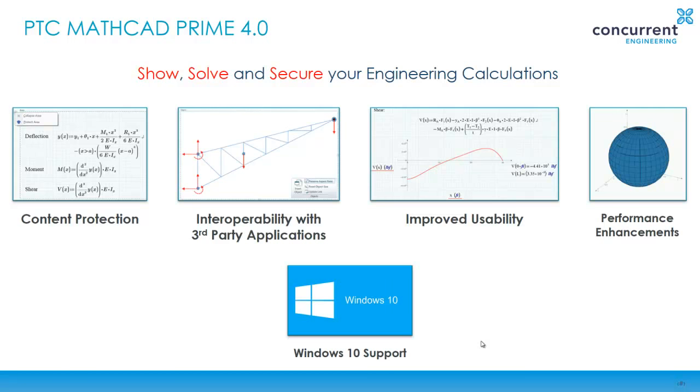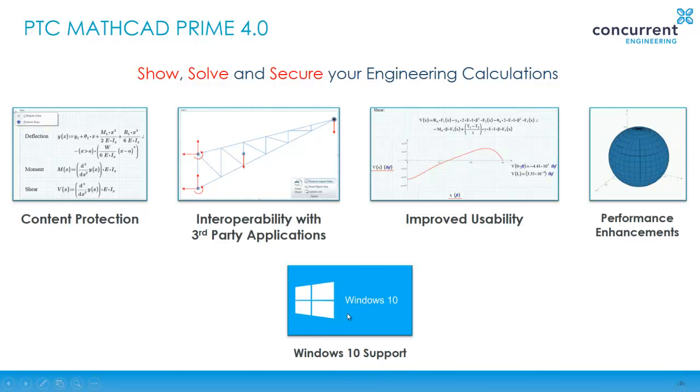And as you can imagine, the ability to password protect and hide your calculations from display comes with many benefits. Prime 4.0 also has improved interoperability with other applications such as Microsoft Office tools. I'm going to highlight some of these examples during my demonstration. We've got overall general improved usability, so navigating the worksheets. There are a number of performance enhancements which I'm going to show on the next slide. And we've now got Windows 10 support for the software.